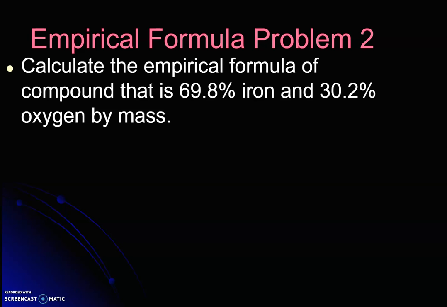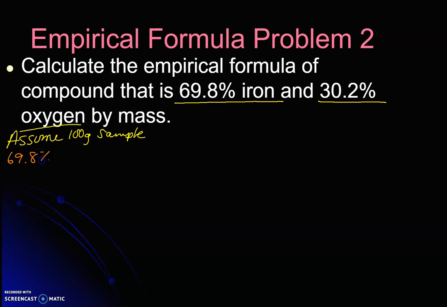All right, this is the second empirical formula video, so please make sure you go back and watch the first one before this. This is how to calculate an empirical formula for a compound that is 69.8% iron and 30.2% oxygen by mass. So as in the other video, the first thing that you do is you assume a 100-gram sample. That way we can change all of our percents into grams, and we can change our grams into moles.